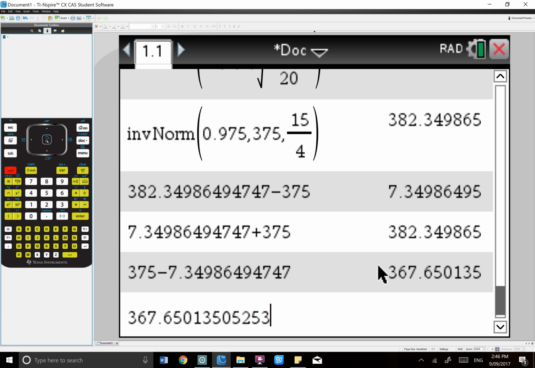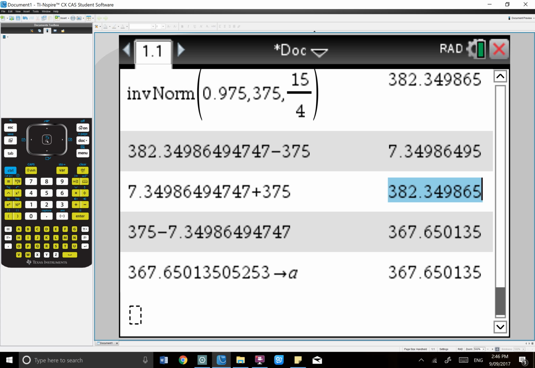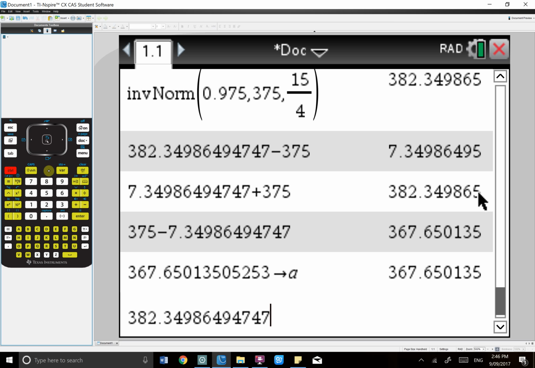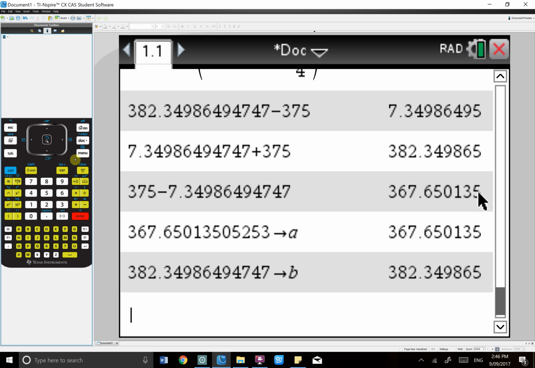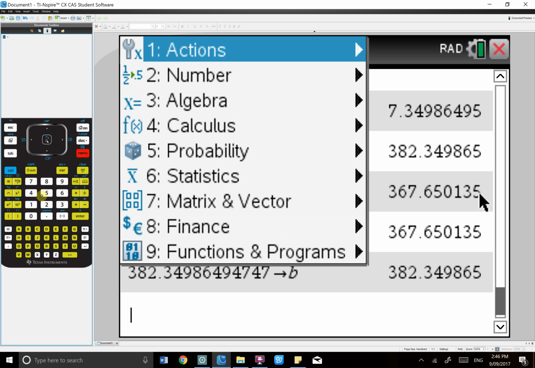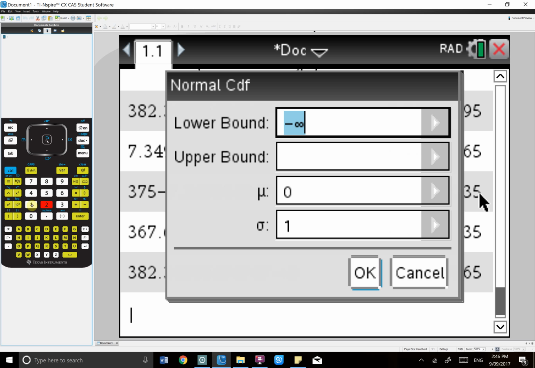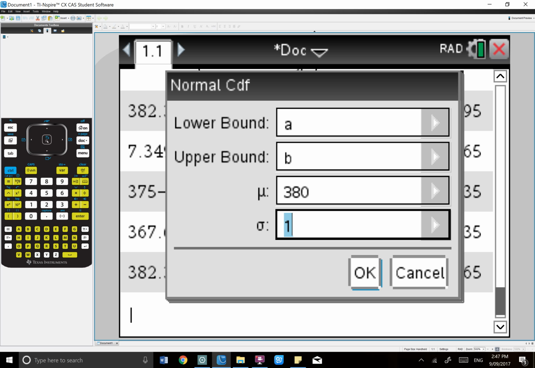Let's label that as A. Let's label that as B. Menu 552. Lower bound is A. Upper bound is B. Mu is 380, that's the new mu, and the standard deviation is 15 divided by 4.